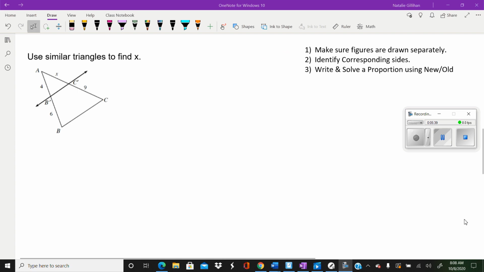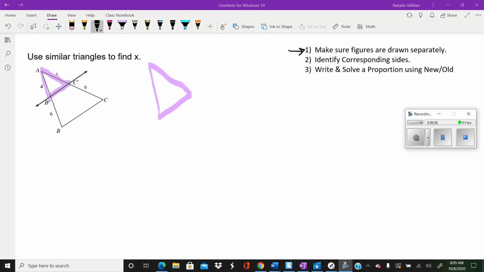All right, for our next problem, here is where things get interesting. And this first step becomes so very important. Make sure figures are drawn separately. We do actually have two triangles in here, and it is sometimes difficult to visualize. So it is very important that you take some time to incorporate and redraw the triangles and label them carefully separately. So I'm going to start that here.